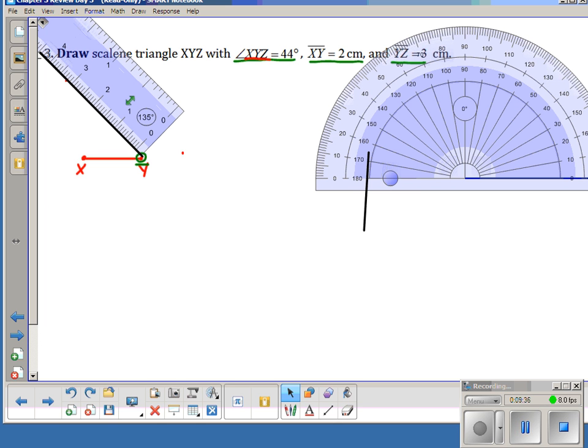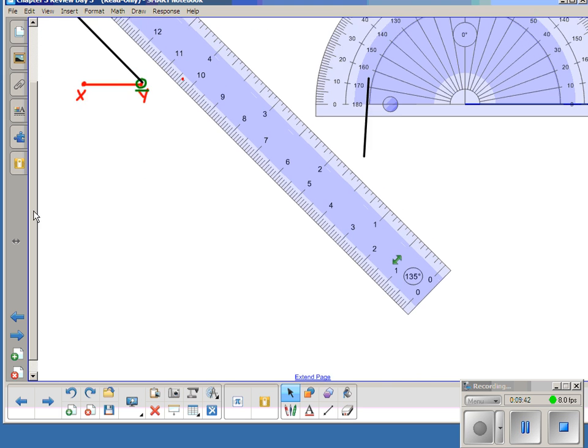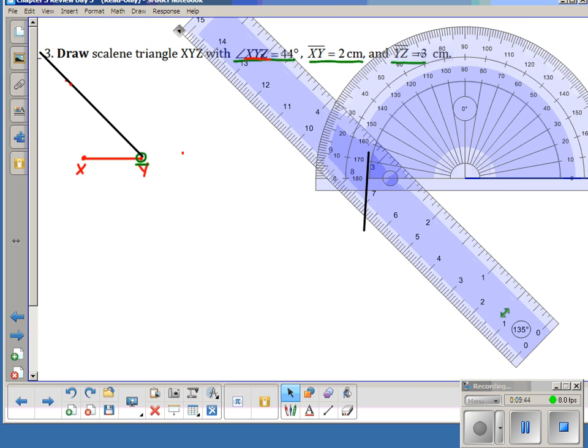Okay, so there's my 3 centimeter mark. Last step now is to connect from there to my last point, X. So I've now constructed triangle X, or drawn triangle XYZ. This is my 44-degree angle. It's my 2 centimeter segment. This is my 3 centimeter segment.